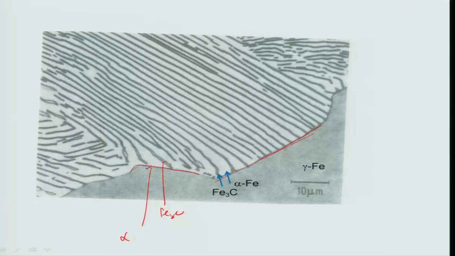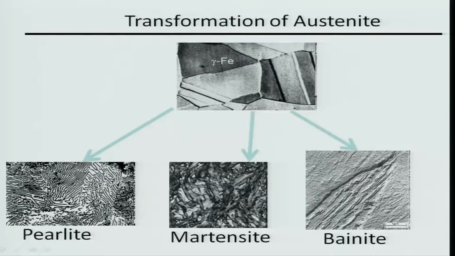The idea is to show you that this interface between the gamma iron and the pearlite is a very mobile interface, and its movement depends on the carbon diffusion across this interface. This reaction is exactly the same as the eutectic reaction. In a eutectic reaction you have the eutectic phase on one side and liquid on the other side. Instead of liquid, you have gamma iron on this side. So, one of the ways of transforming austenite is by forming pearlite.